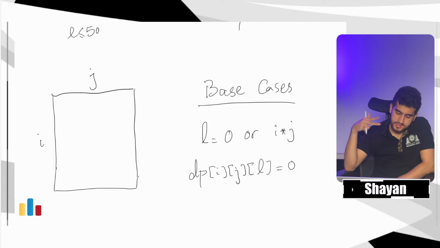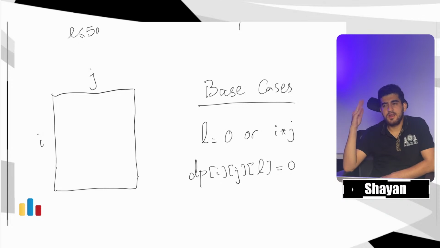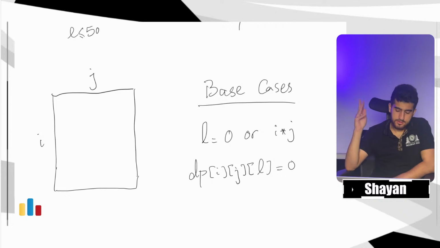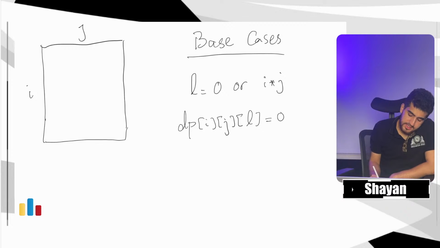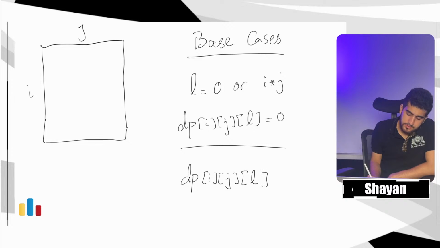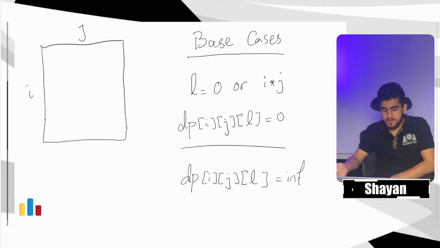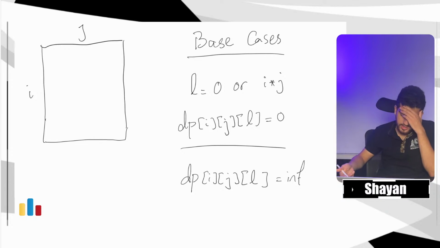However, if l is greater than 0 and less than i times j, we are going to need breaks. And if l is greater than i times j, there are no answers at all. So we can initially set dp of i and j and l equal to 0 for the base cases, and we can set all the other dps equal to infinity initially, which means that so far we don't have any answer for them. And then as we go forward, each time we want to calculate the answer for some l greater than 0 and less than i times j.